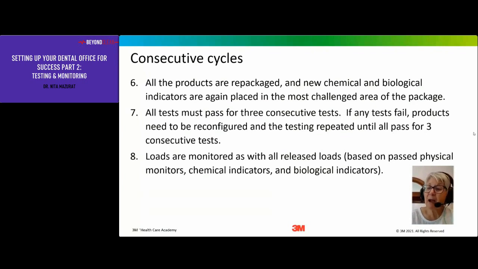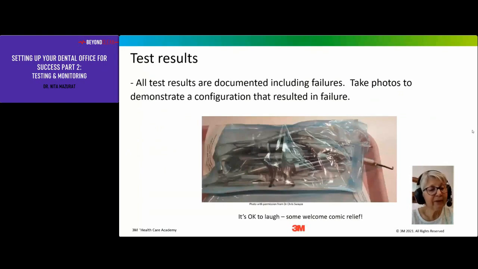And it's time for some comic relief. Needless to say, this would probably not pass. Hopefully it doesn't look like anybody's that we've seen. And thank you to Dr. Chris Swayze from the Royal College of Dental Surgeons of Ontario for that wonderful picture.